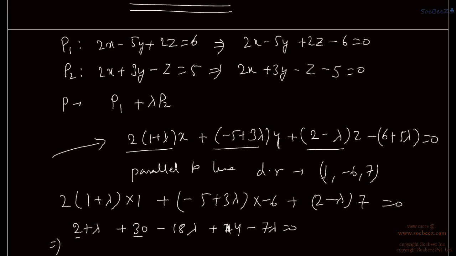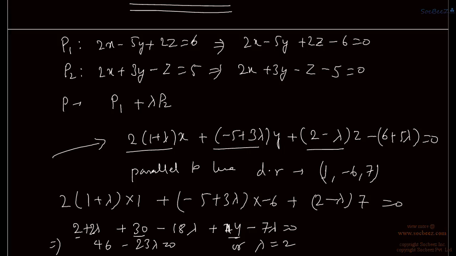Or we have 2 + 30 + 14 = 46, and λ − 18λ − 7λ... okay, 2 + 14 is 16, 16 + 30 is 46, plus λ minus 25λ, so minus 24λ... okay, this is 2λ, so minus 23λ. So we have −23λ... equal to 0, or λ is coming as 2, right?